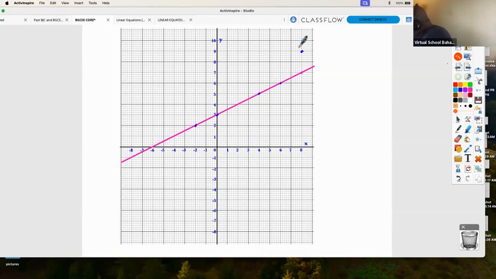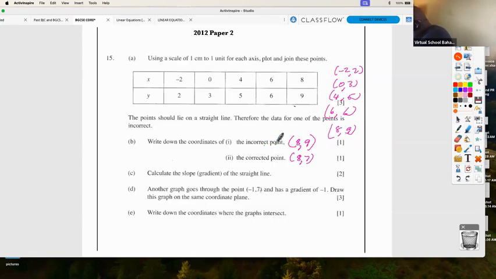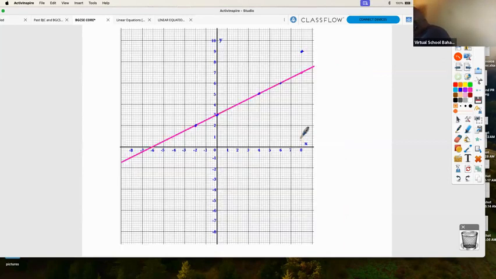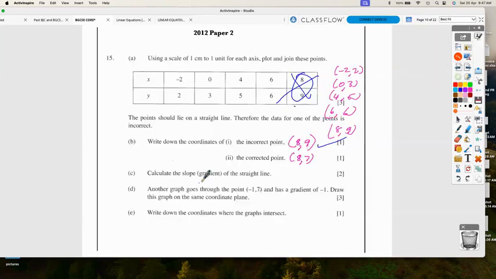So when I look, I see 8, 9 is not part of the line. That was the incorrect one. So the incorrect point was 8, 9. So that is how I write that there. But then they ask you to find the correct point. So when I look at my graph on 8, this is the point they want. So I correct it and say 8. And when I come across here, I see 7. So the corrected point would be 8, 7. Do you understand that now?